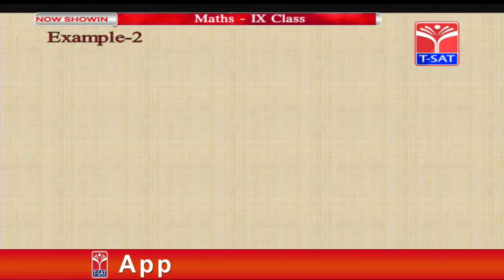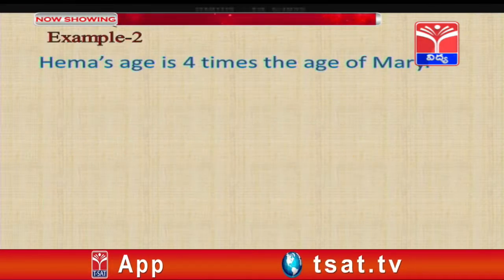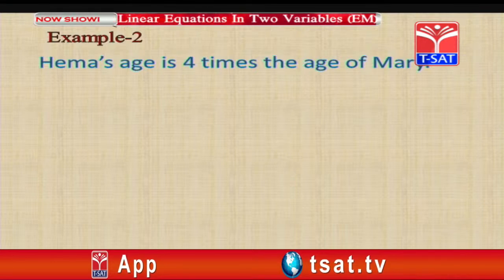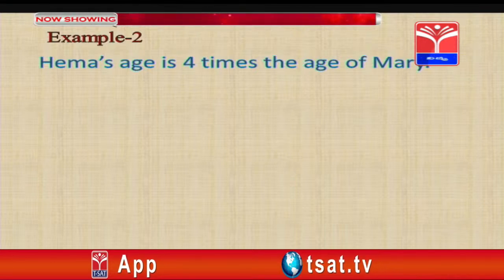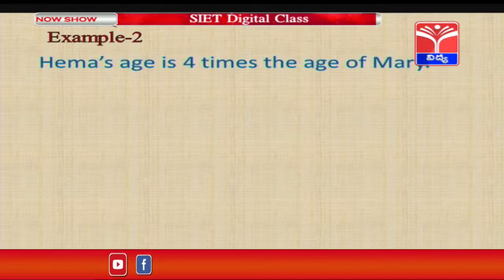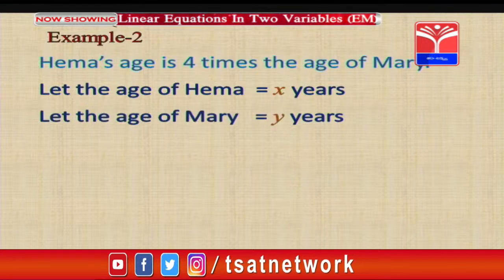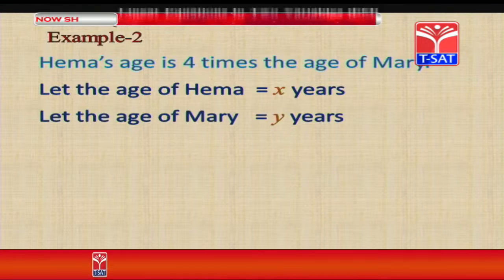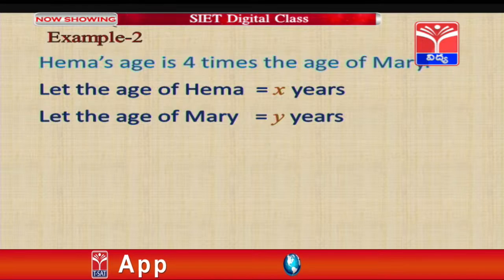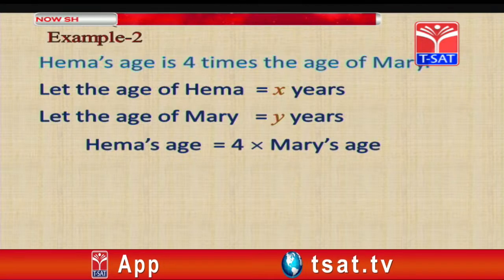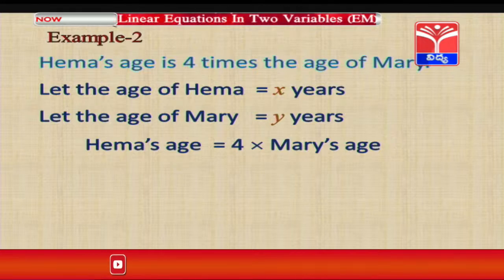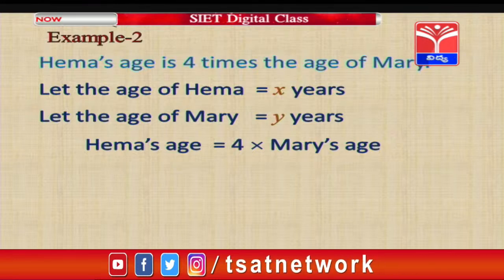So, now we will have one more example. Hema's age is 4 times the age of Mary. When you are saying times, it always means multiplication. Let the age of Hema be x years, and the age of Mary be y years. So, we have a condition: Hema's age is equal to 4 times Mary's age, means Hema's age is equal to 4 into the age of Mary.